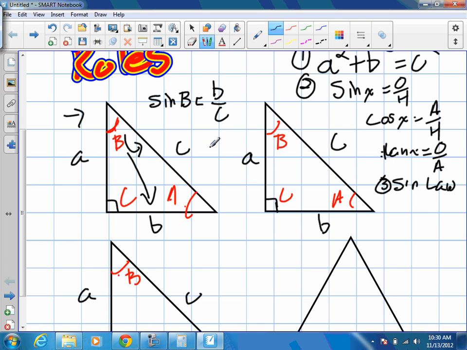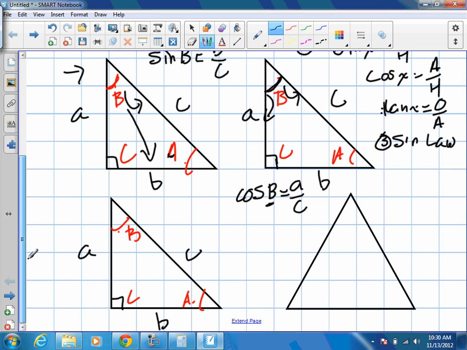What about if I wanted to use, in our second example, cos B? So cos B would be equal to what? Still talking about this angle because that's our B. That's right. Our adjacent happens to be A and our hypotenuse is C, so that would be A over C. Same idea, tangent B.